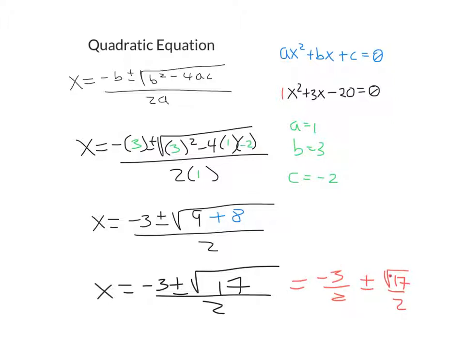Again, ugly situation, but unfortunately you do have to get used to the fact that you might end up with an ugly situation like that when you're doing the quadratic equation. If you ended up getting nice clean numbers, then that means this would have been factorable in the first place. The fact that this is not factorable means you're probably going to get a weird situation over here. All right, so that's how that works.